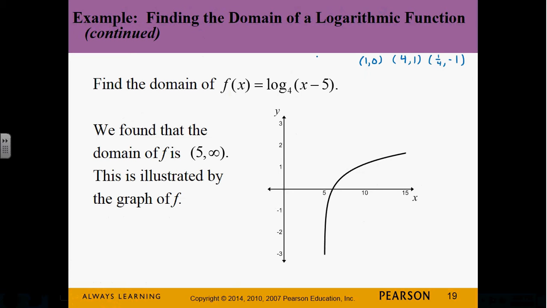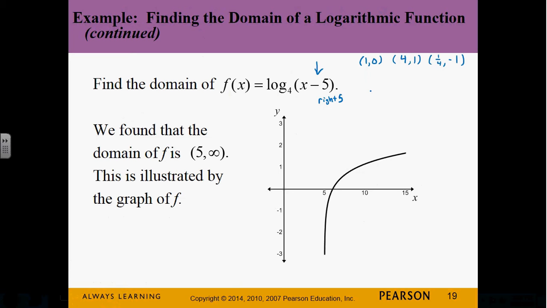However, notice that I've got x minus 5. This is a number affecting the x, right? Is this going to be a left-right or an up-down shift? It's a left-right shift, okay? And are we going right or left? We're going right. So this is going to be to the right 5, which means I'm going to have to move all of those points to the right 5. So I'm going to add 5 to each one of those x values. It's not moving up or down, so the y values don't change.